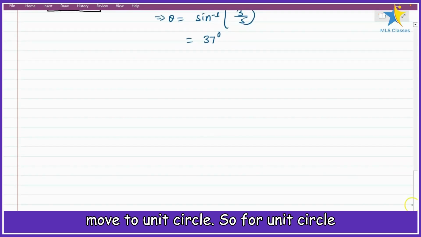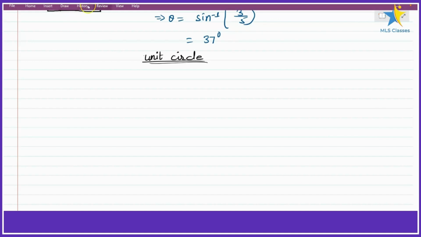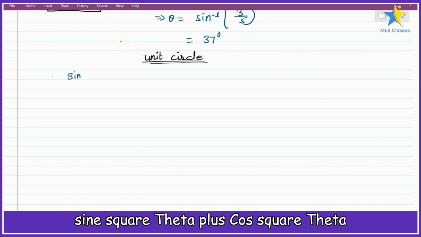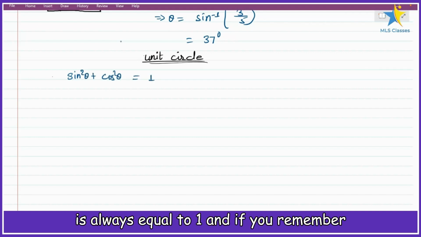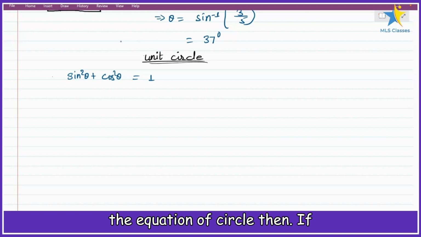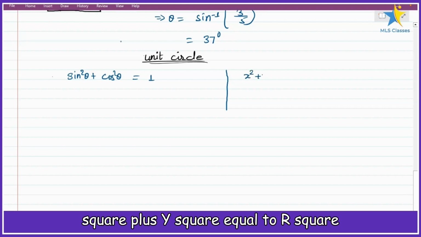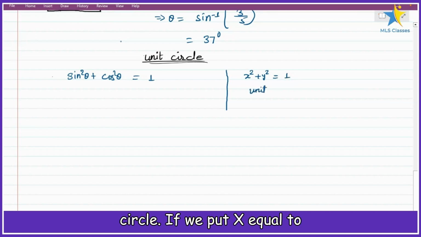Now let's move to the unit circle. For the unit circle, you have to remember an identity of sine and cos: sine square theta plus cos square theta is always equal to 1. And if you remember the equation of a circle with center at the origin, that can be written as x square plus y square equal to r square. And if the radius is 1, then that can be written as this. So this one is the unit circle.